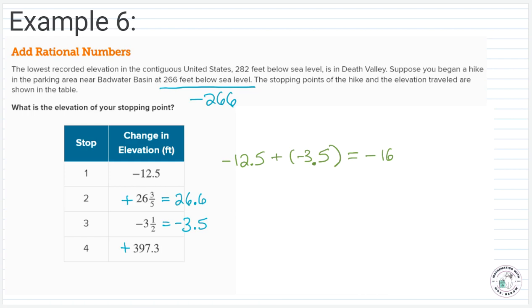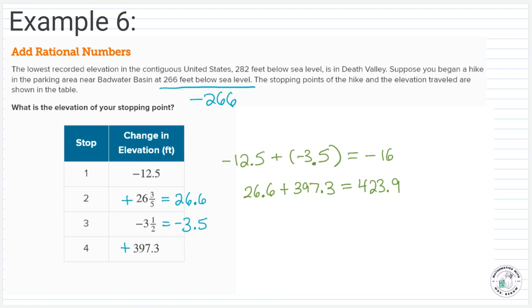So that is my elevation where we went down, and then we have elevations where we actually went up, right? Those are our positives. So we're going to add the 26 6/10 plus the 397 3/10. So adding those 2 together, we end up with a total of 423 9/10. So that's how much we changed, again, in the positive, right? That's how much we basically went up in our elevation while on this hike. So that's the way I would suggest starting this question.